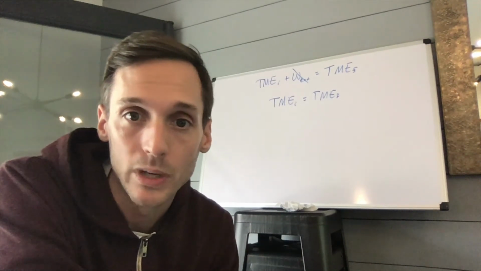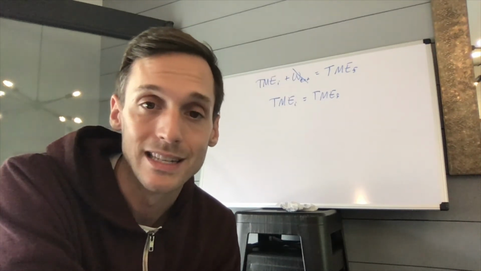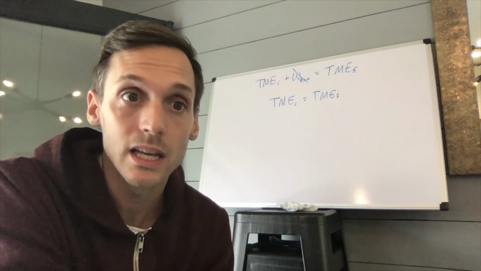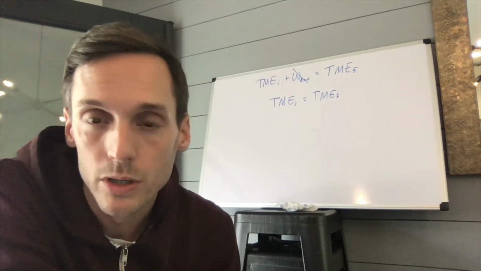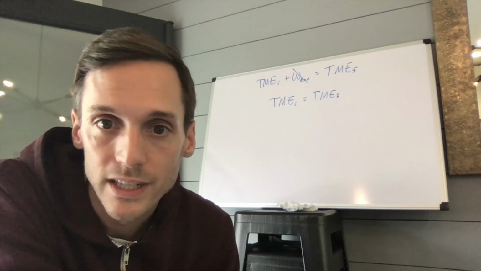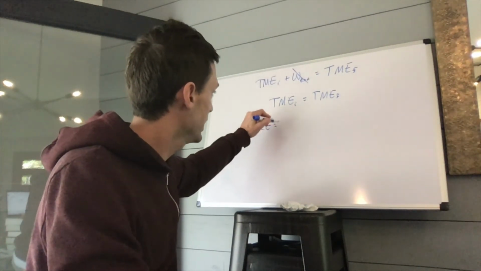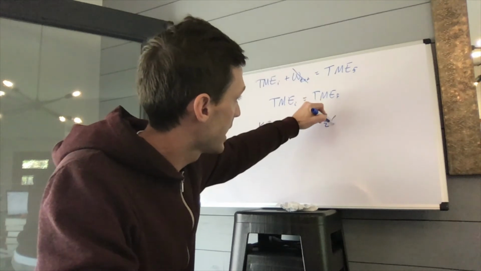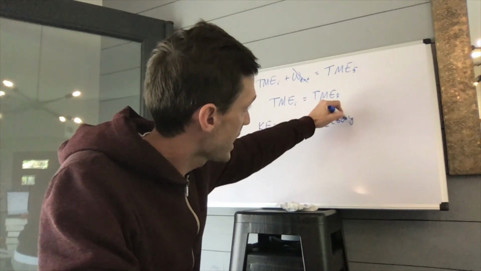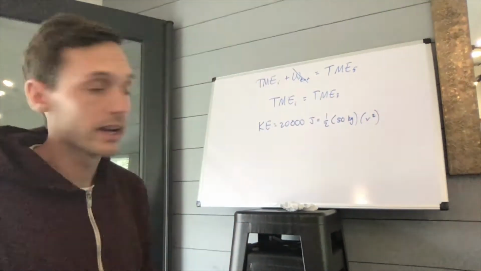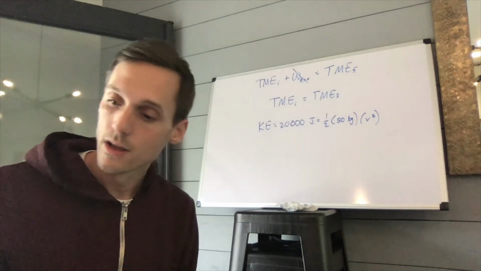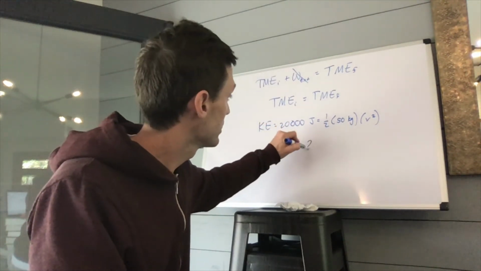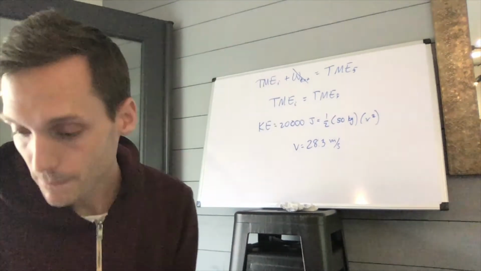At the beginning, point A, it's all potential energy because the skier is not in motion. Kinetic energy is 0, therefore the velocity at point A has to be 0. Then we'll go on to point B. The skier is moving down the hill. The kinetic energy here is 20,000 joules, equal to 1/2 times the mass of the skier times the velocity squared. If you solve for that velocity at point B, I get 28.3 meters per second.